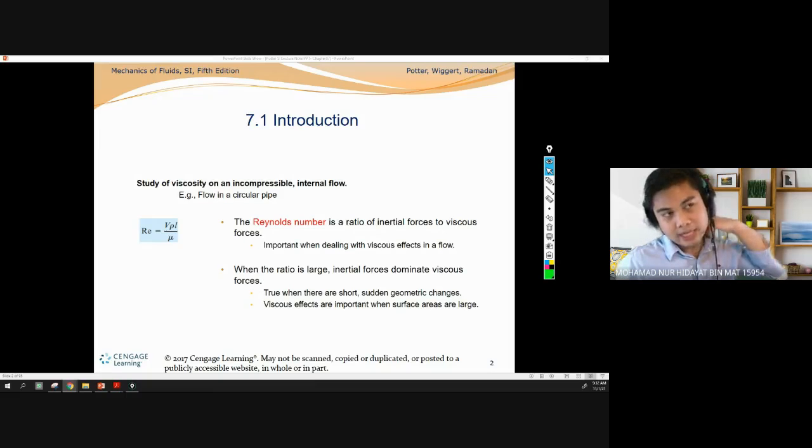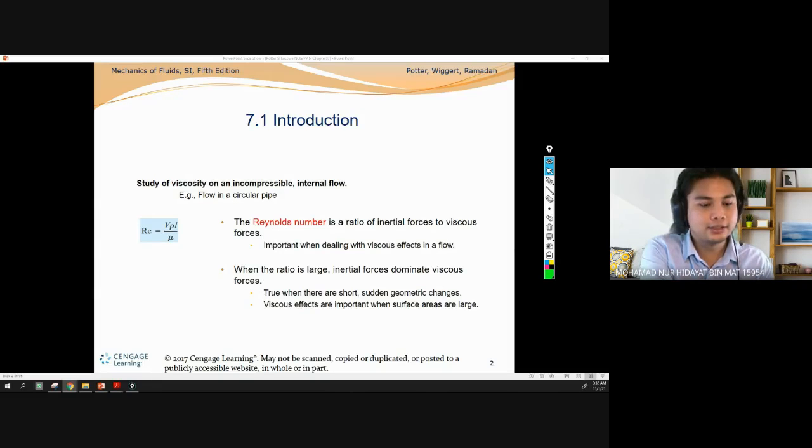So what is the speed of sound? What is the value of the speed of sound in air? Anyone? Speed of sound in air, meter per second. Try to Google. Yes, 343 meter per second. Correct.